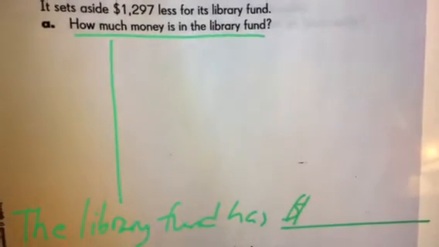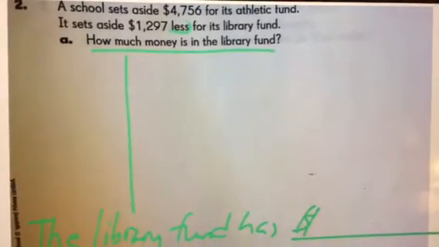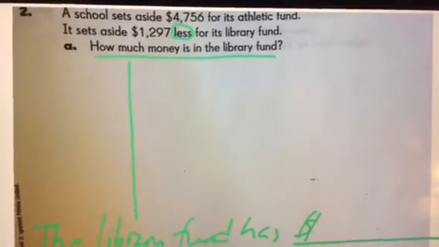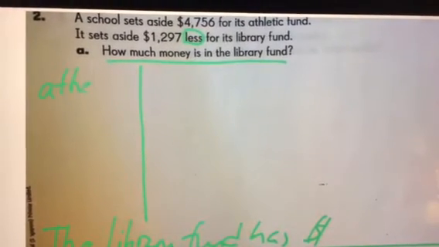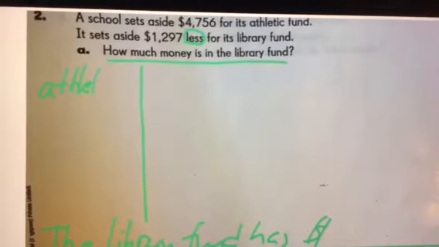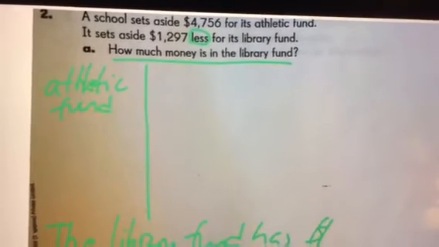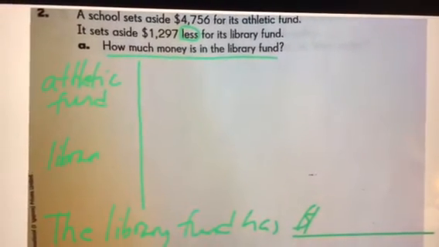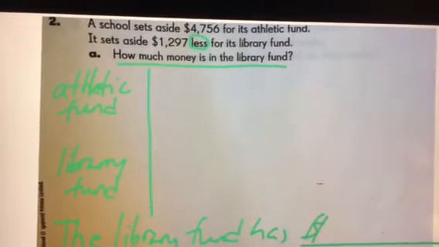Now, I hope you once again caught the keyword less, which means you are comparing. So let's name what is mentioned first. The athletic fund. Athletic is like sports. And then the second thing that is mentioned is the library fund. Wow, what a mess. Write neatly, boys and girls.